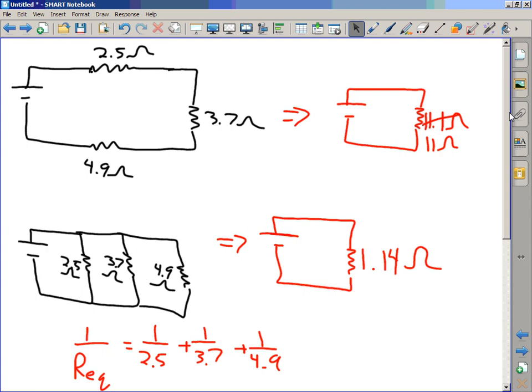I'll treat the entire school like one big resistor. That's the equivalent resistance. Okay? And that's the idea here, to be able to figure out what it is to simplify it down.